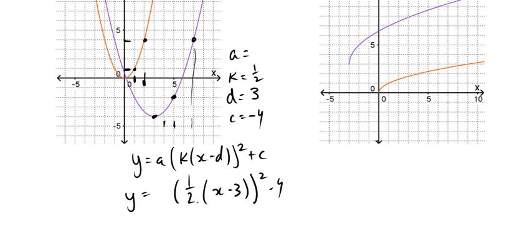And then same thing, I usually go up 1, but I've gone up 2. I usually go up 4, but I've gone up 1, 2, 3, 4, 5, 6, 7, 8. So it's been vertically stretched by a factor of 2 as well. It opens upwards, so it's positive 2 and a half.